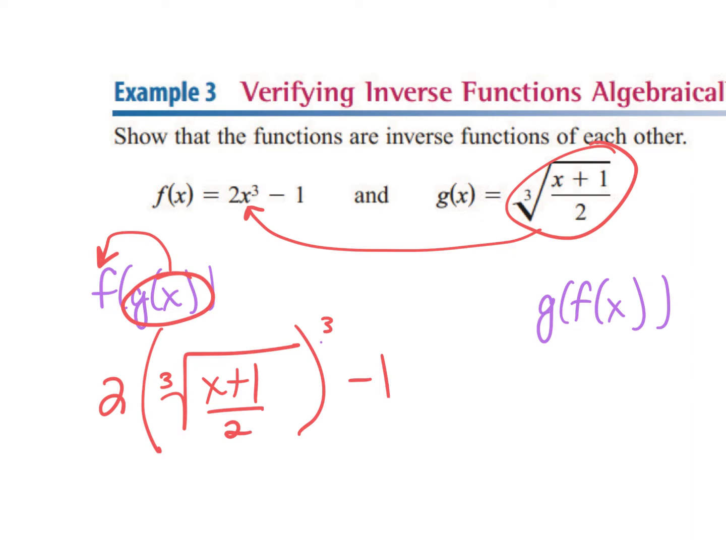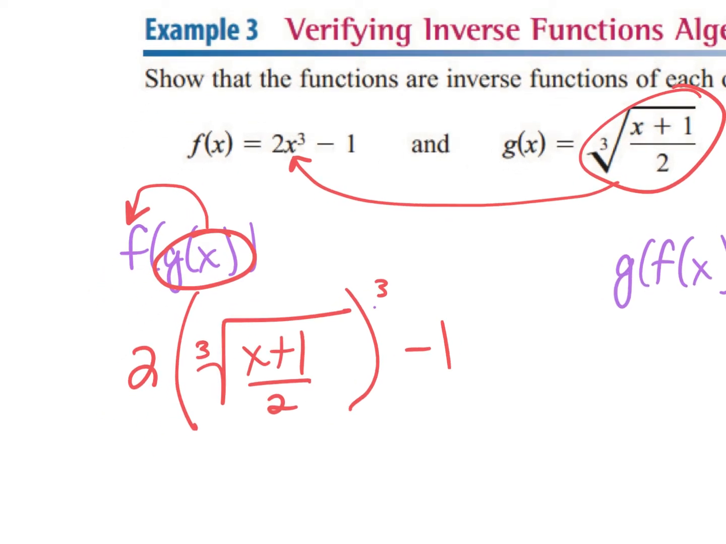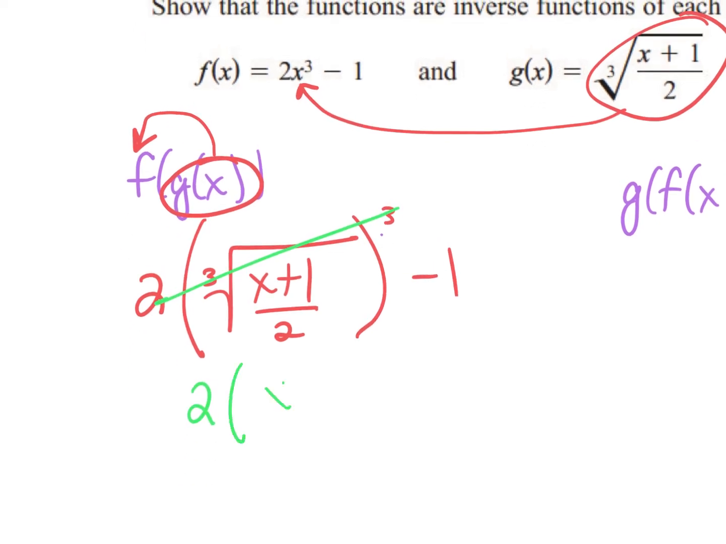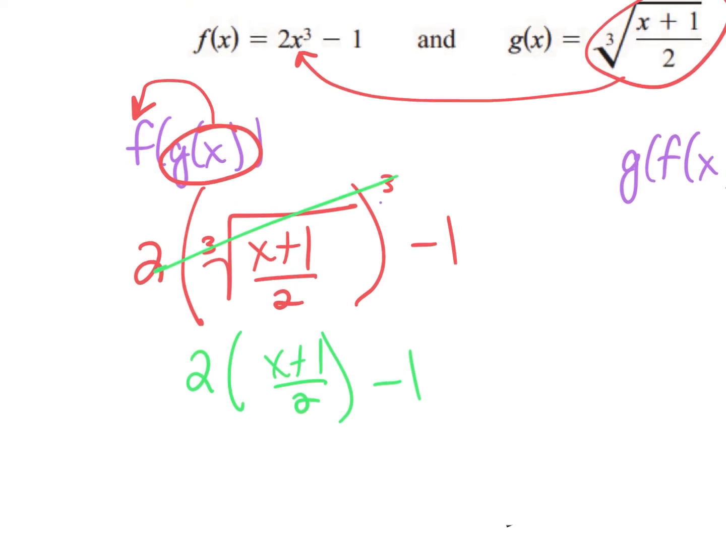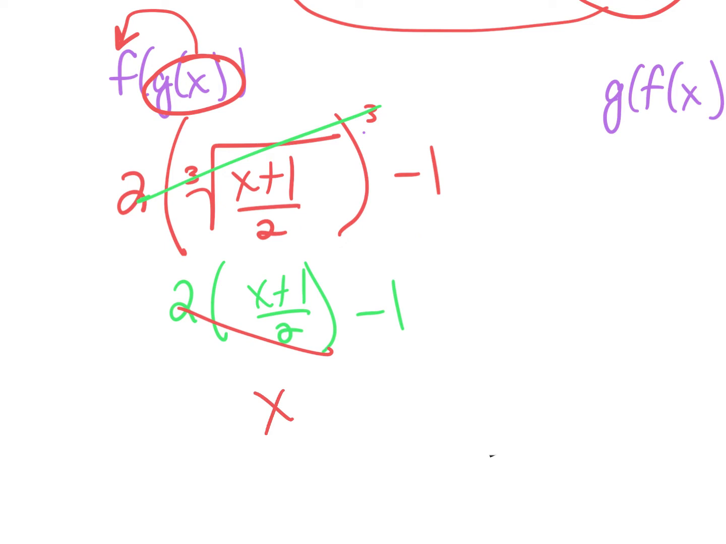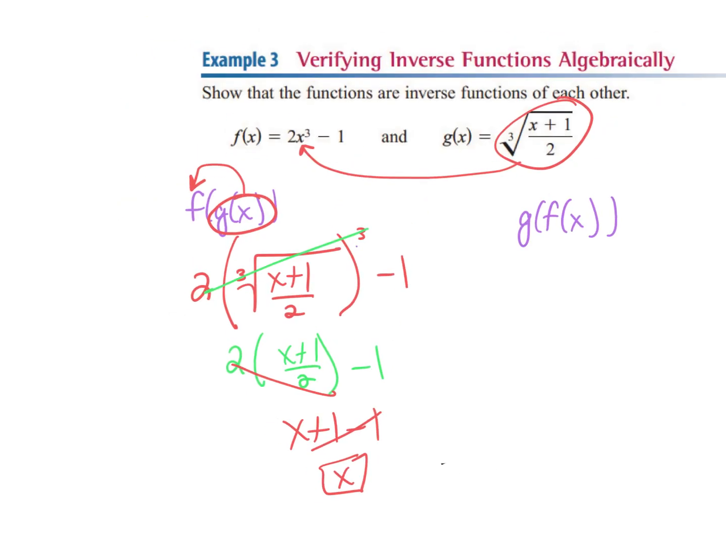Now, we're not solving anything. We're just simplifying from the inside out. What I see here is cubing a cube root. What happens to that? It cancels. So now I have 2 times (x plus 1) over 2, minus 1. Now what cancels out? We're simplifying. The 2's cancel. So then I have x plus 1 minus 1. The 1's cancel, and I'm left with just an x. Everybody with me?